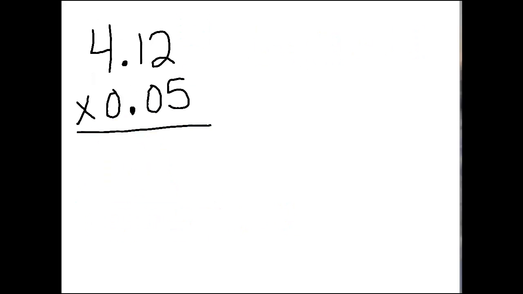Let's look at another example. I have 4 and 12 hundredths times 5 hundredths. Again, I'm going to just multiply these out. I get 2,060. Well, that certainly seems large because 5 hundredths is a very small number. So we are going to count the number of digits to the right of our decimal place to help us determine where to place our decimal point.